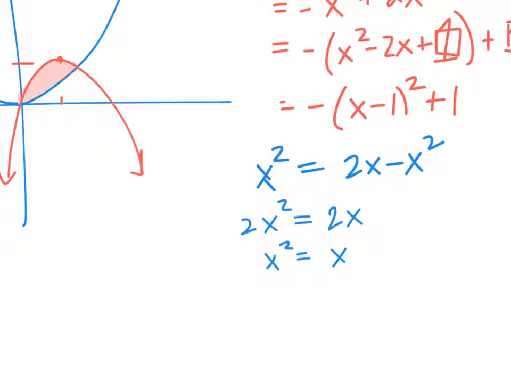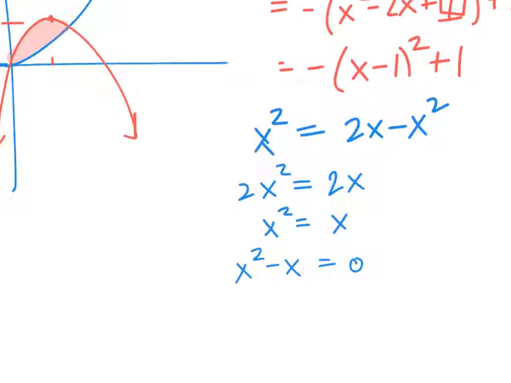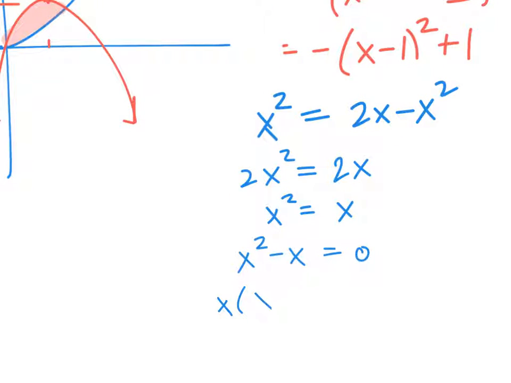Very good. Good job. You deserve that A you earned. So now what? This was long ago, two or three years ago. Take out an x. Factor. Then x equals 0, x equals 1.